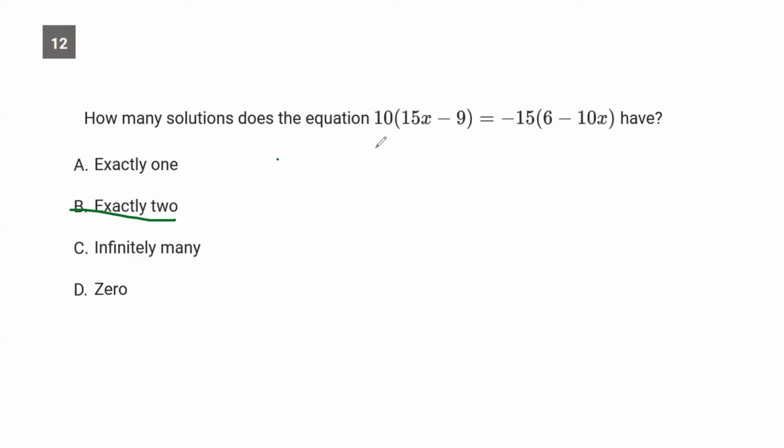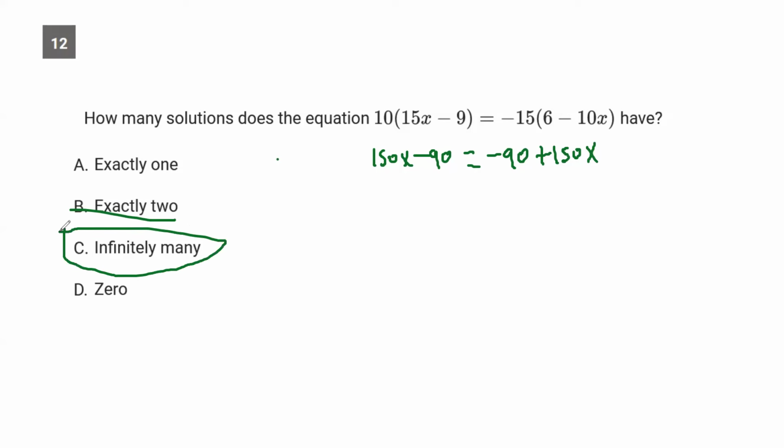So 10 times 15 gets you 150x minus 90 equals negative 90 plus 150x. Do you see how they're the same values? So that should give us infinitely many, and I'm going to show you why. Because they're the same exact equation.